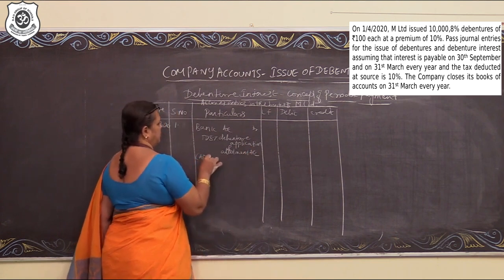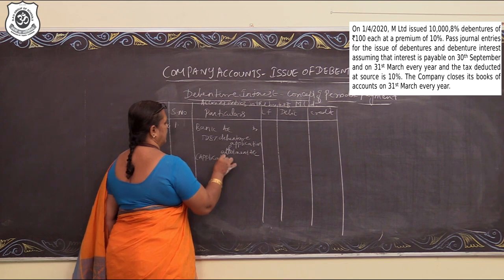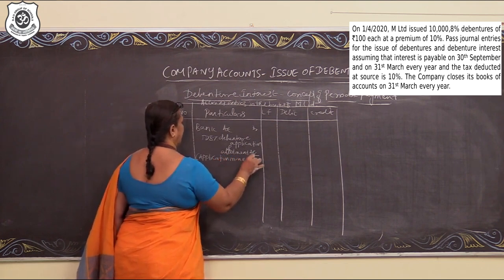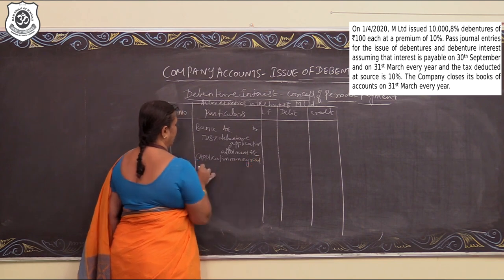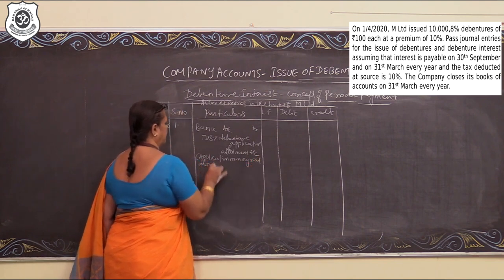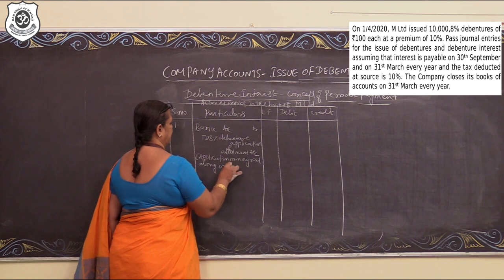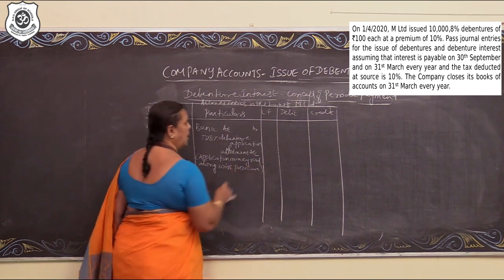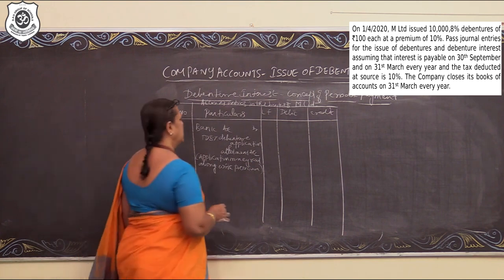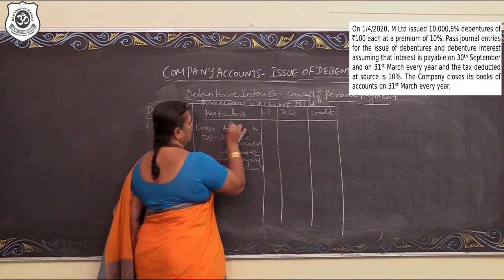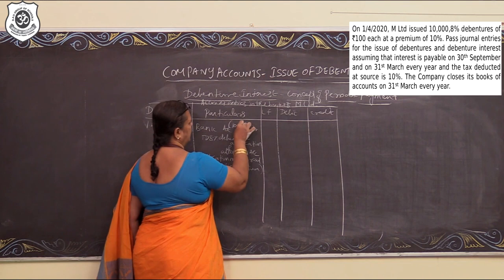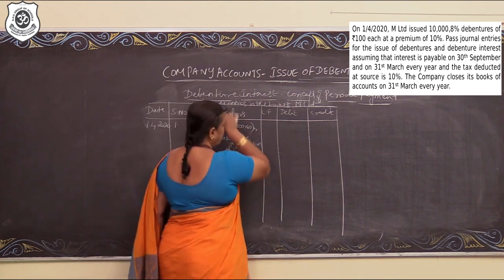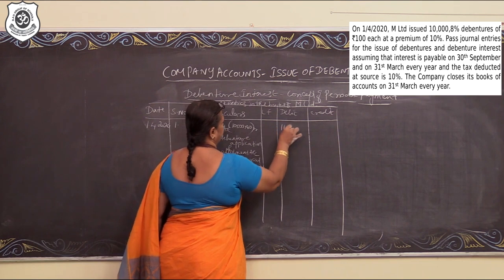Application money received along with premium. You are given that the debentures are issued at a premium of 10%. So this is going to be 10,000 into 110. So that is going to be 11 lakhs.